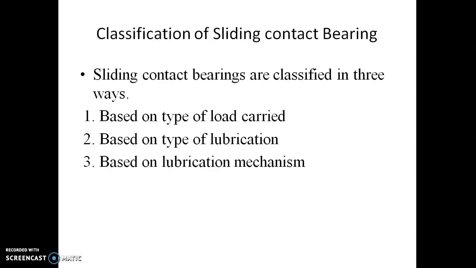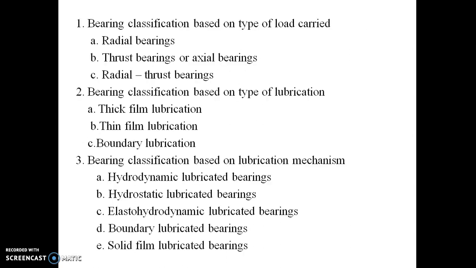Next is classification of sliding contact bearing. The sliding contact bearings are classified in three different ways. The first one is based on the type of load carried. Second, based on the type of lubrication. Third, based on the lubrication mechanism. So we'll see one by one. The first one is classification based on the type of load carried.